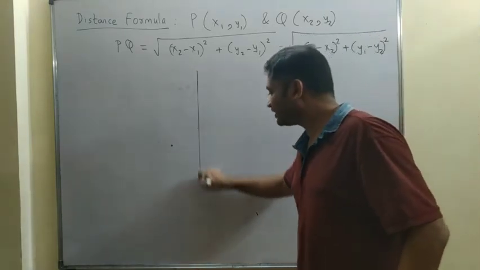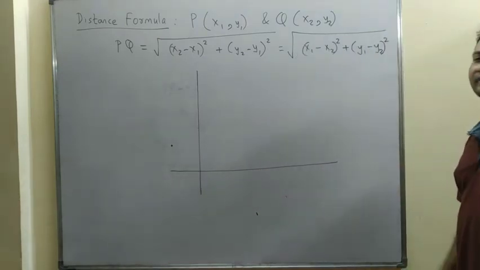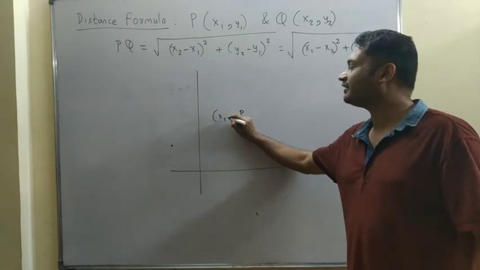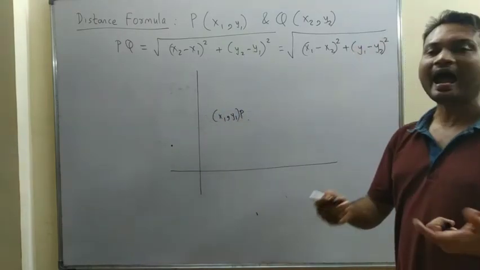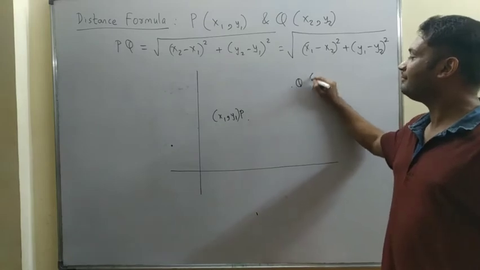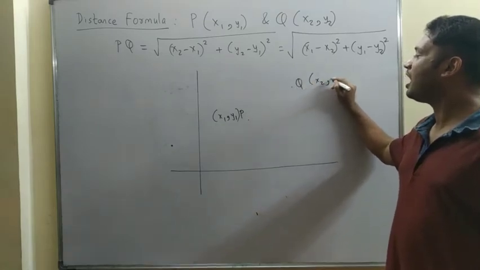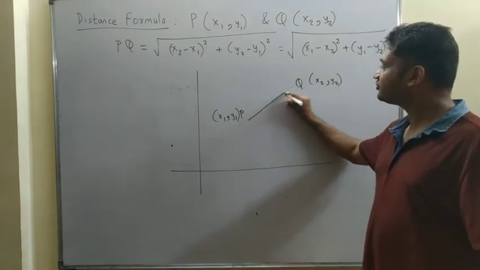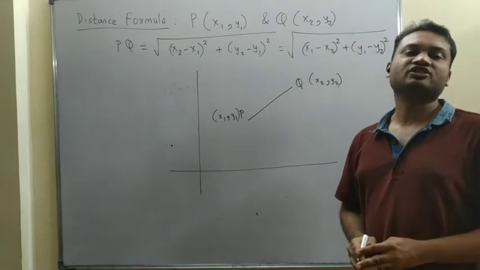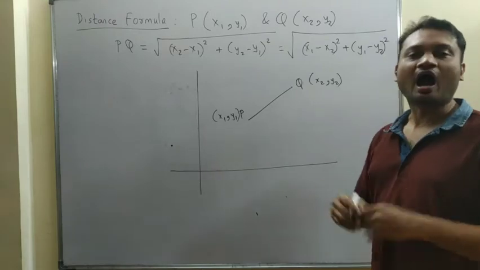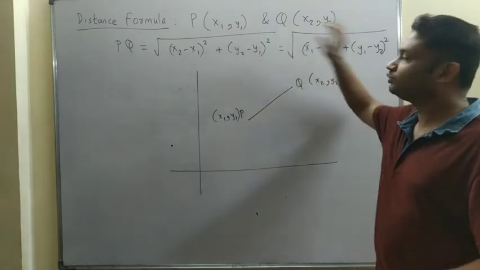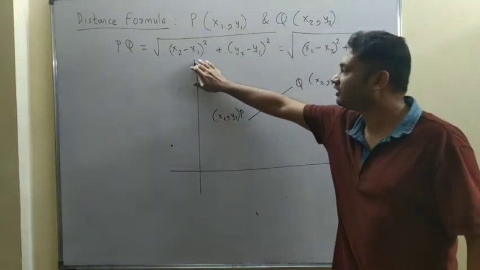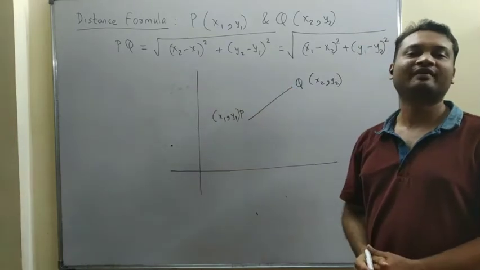To prove it, let us consider x and y axis. And we consider one point, let us say P having coordinate x1, y1 and another point Q having coordinate x2, y2. Now, we want to find the distance PQ. To find the distance PQ, let us think how we will prove it. We want to prove this result. Distance PQ is square root of x2 minus x1 the whole square plus y2 minus y1 the whole square.